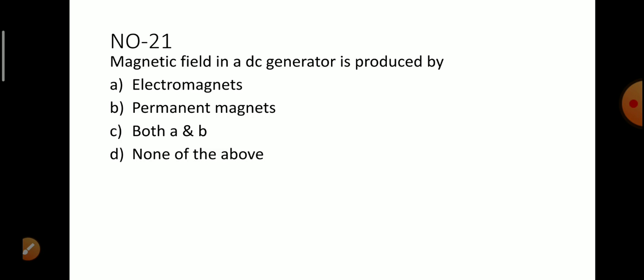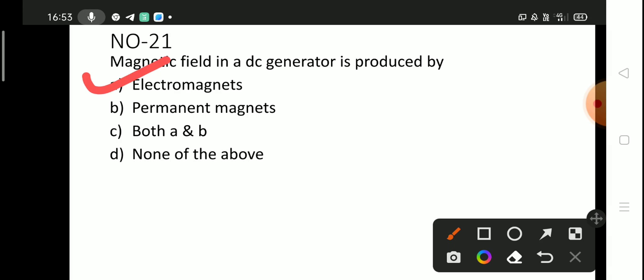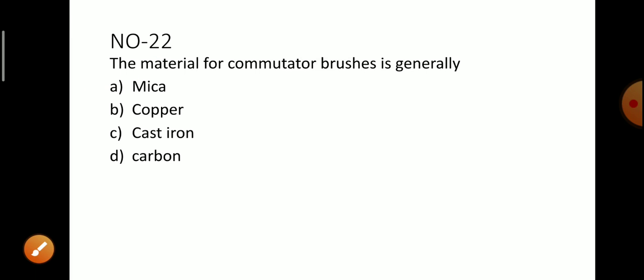Okay, let's continue. Number 21, magnetic field in a DC generator is produced by: A. Electromagnet, B. Permanent magnet, C. Both A and B, and D. None of the above. And the right answer is A. Electromagnet.